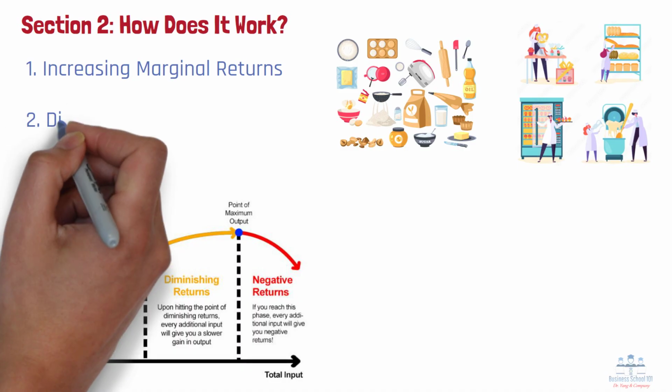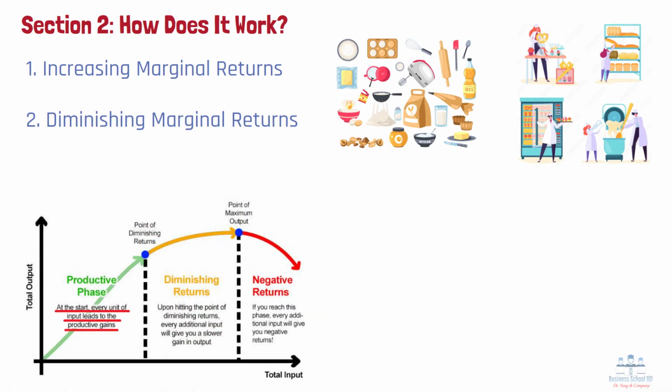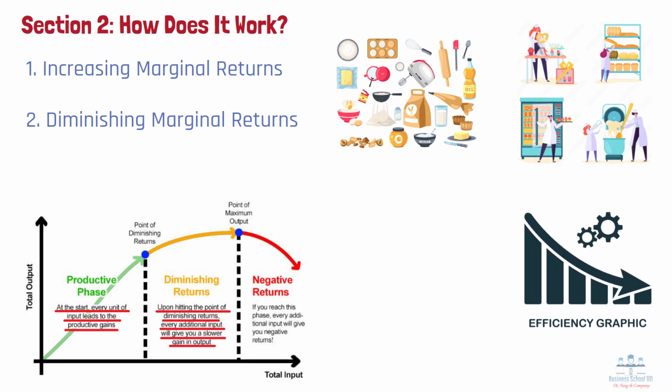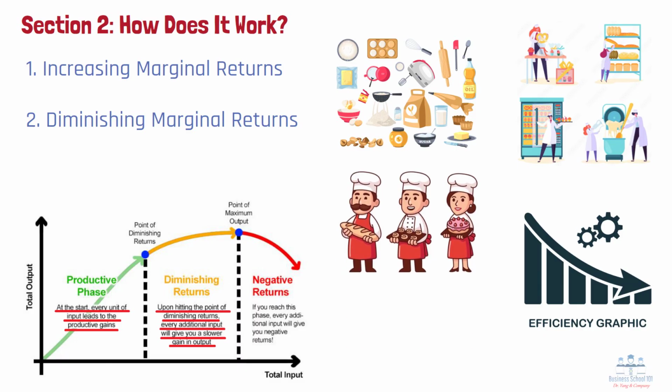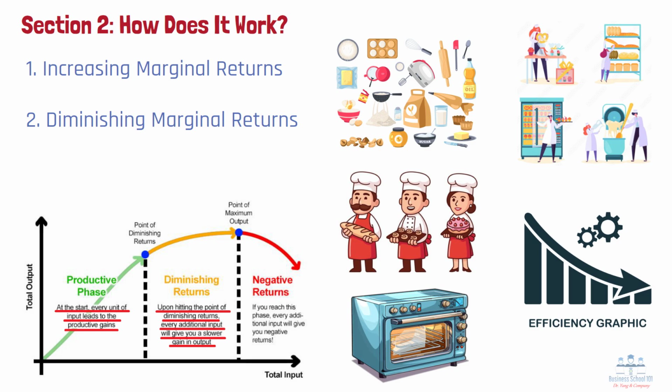Stage 2. Diminishing marginal returns. After a certain point, adding more input leads to smaller increases in output. The limited fixed resources, like space or machinery, reduce the efficiency of the extra input. For example, as the bakery continues to hire more bakers, the increase in production slows down. There's only one oven, so bakers have to wait their turn to bake, reducing their overall productivity.